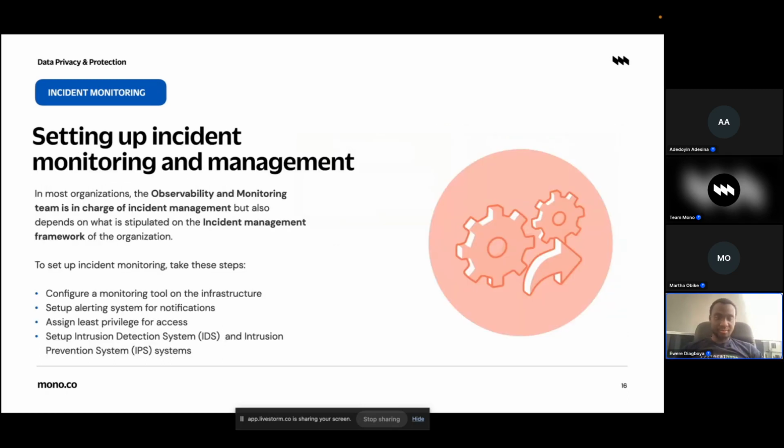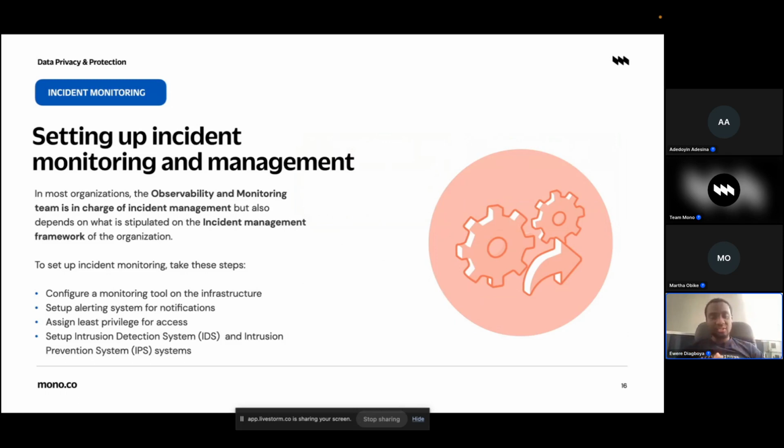Next slide, please. Okay, now we've talked about what incident monitoring is about, and why we need it. Now let's talk about what it is to set up incident monitoring. Basically, you need infrastructure, tools and services to set up incident monitoring. It happens in two ways. You have the technical aspect and then you have the process aspect.